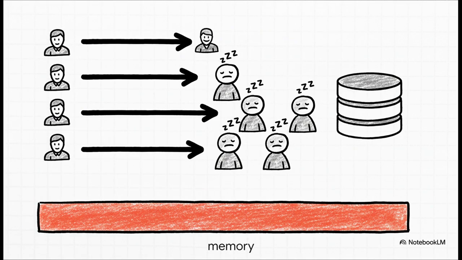Okay, and here's where it gets really interesting and kind of problematic. In a simple blocking system, every single user request gets its own personal thread. So if that thread is waiting on a slow database, it's just sitting there, burning up memory and doing absolutely nothing productive. So as more people use your app, you need more threads, which eats up more and more memory. And before you know it, the whole system just grinds to a halt.